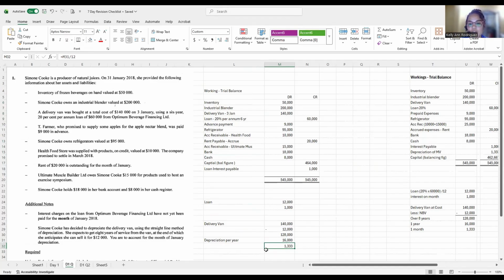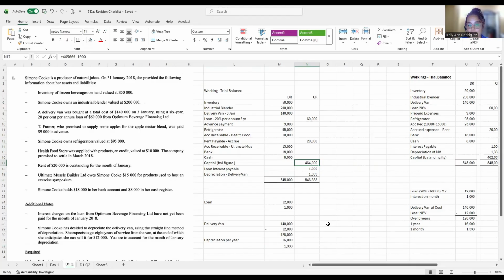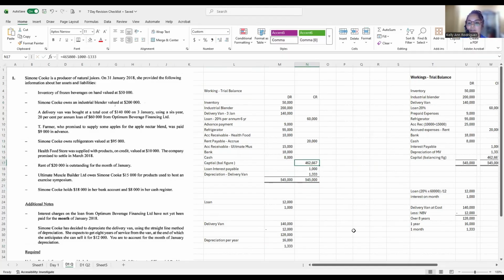Now, depreciation is always on the credit side because it reduces the cost of the asset. So let's include that. We have to account for the depreciation, 1,333. Now, since it went on the credit side of your trial balance, your balancing figure for your capital has to be adjusted to reflect this. So it once again will have to be minus because it was stated on the credit side. So your capital figure is 460,667. Now, let me tell you how straightforward it is.